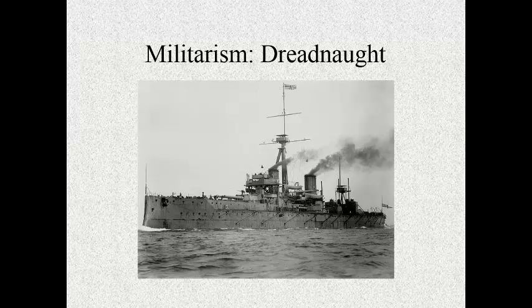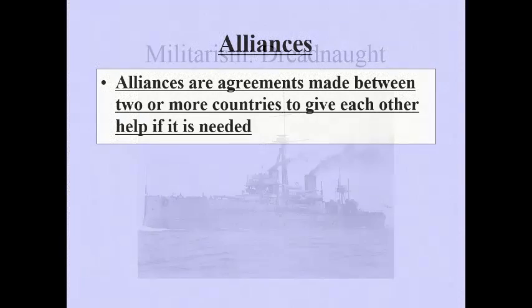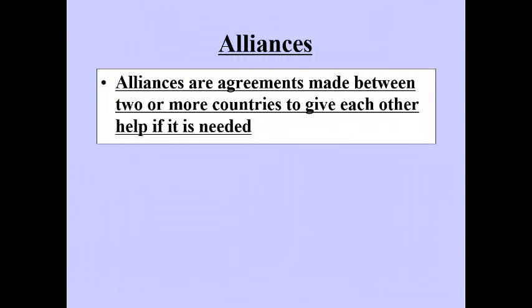Now, having a strong military is one thing, but you also want to have friends to back you up. So this brings us to our second indirect cause of the war, which is alliances. Alliances are agreements made between two or more countries to give each other help if it is needed. So for example, in World War I, we have two major alliances that were formed prior to the start of the war.